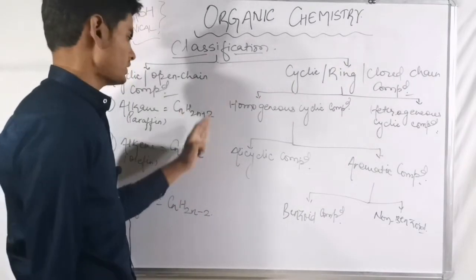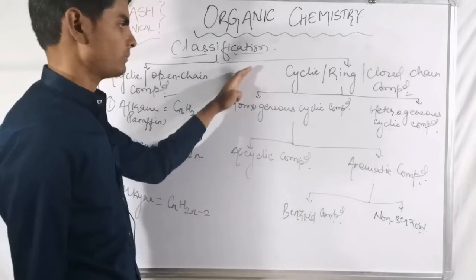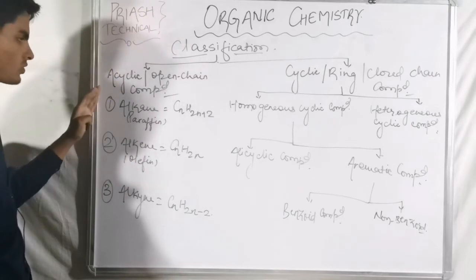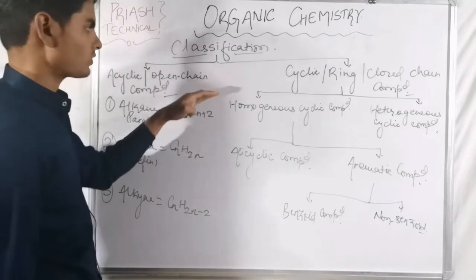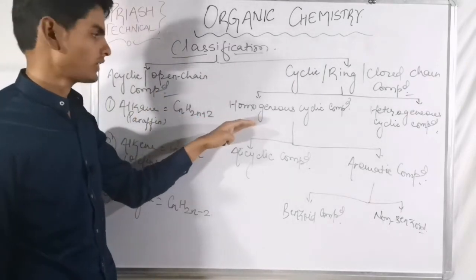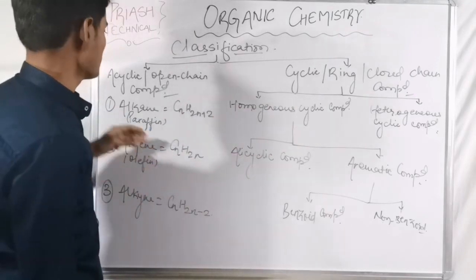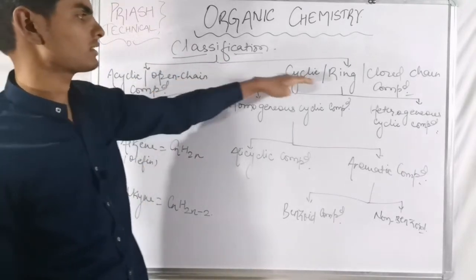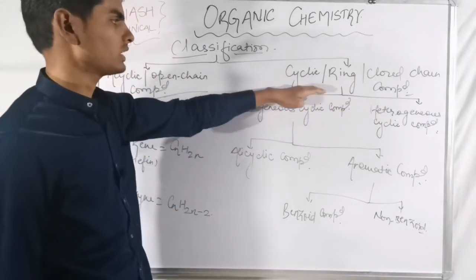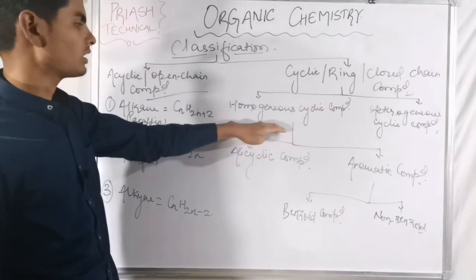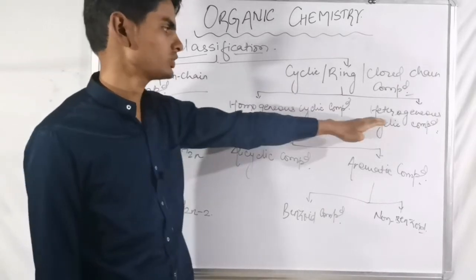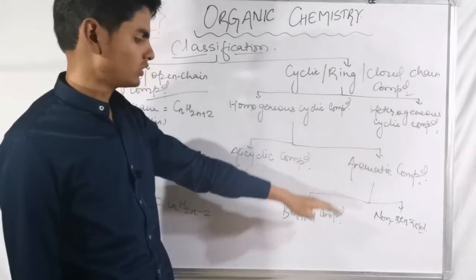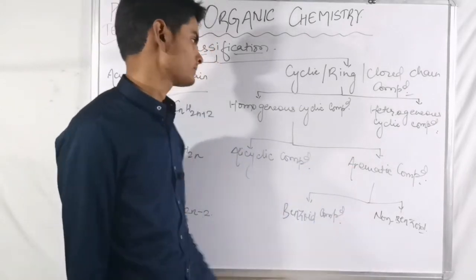Now let's see examples of each of the compounds that I have presented here. It is an overview of the classification of organic compounds: on what basis we have classified them. Acyclic or open chain, and second cyclic or closed chain. Cyclic compounds are categorized into homogeneous and heterogeneous. Homogeneous is divided into alicyclic and aromatic, and aromatic into benzenoid and non-benzenoid compounds. Now let's see the example of each.